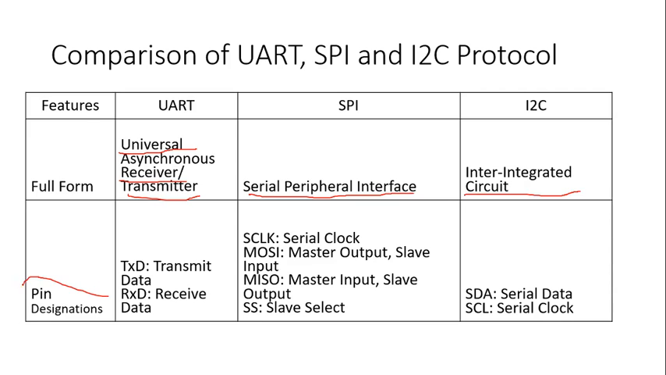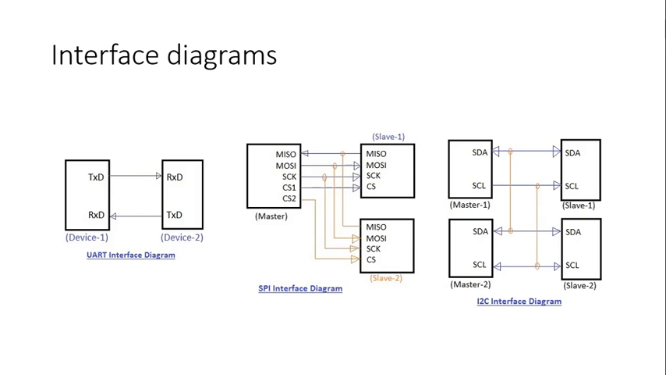How many pins are required for the UART? For the UART it is TXD, data transmit, and RXD, data receive. For SPI it is SCLK, serial clock, MOSI, master output, slave input, MISO, master input, slave output, and the fourth one is slave select. So SCLK, MOSI, MISO and SS are the 4 pins required for SPI, and for I2C it is SDA, serial data, and SCL, serial clock.